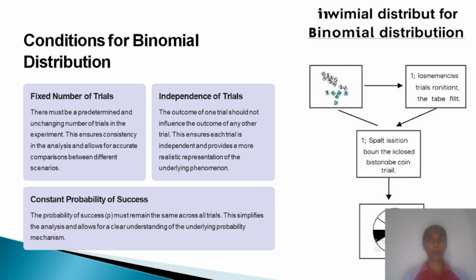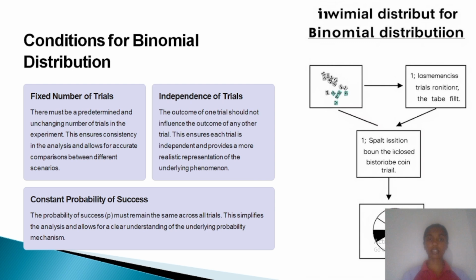Conditions for binomial distribution: fixed number of trials, independence of trials, constant probability of success. Fixed number of trials. There must be a predetermined and unchanging number of trials in the experiment. This ensures consistency in the analysis and allows for accurate comparisons between different scenarios.